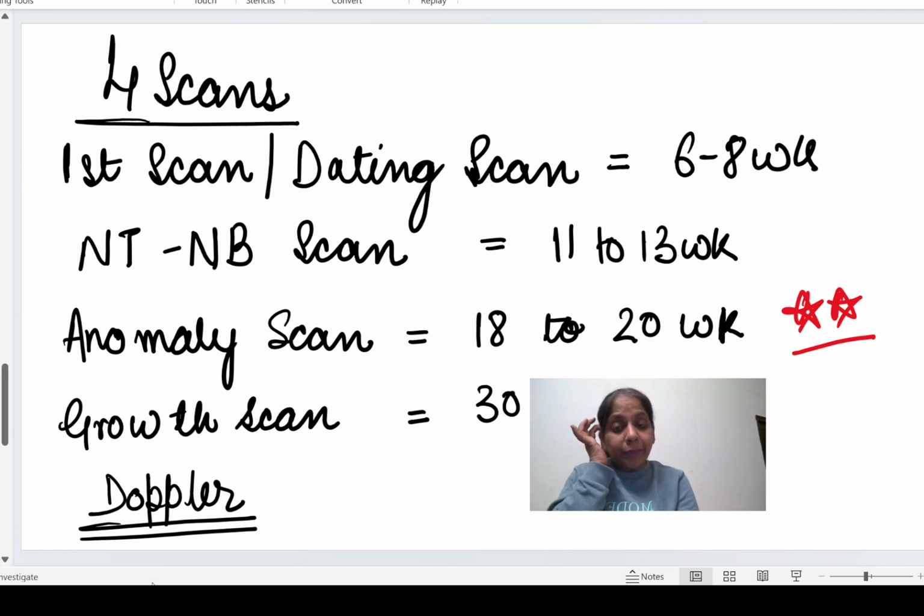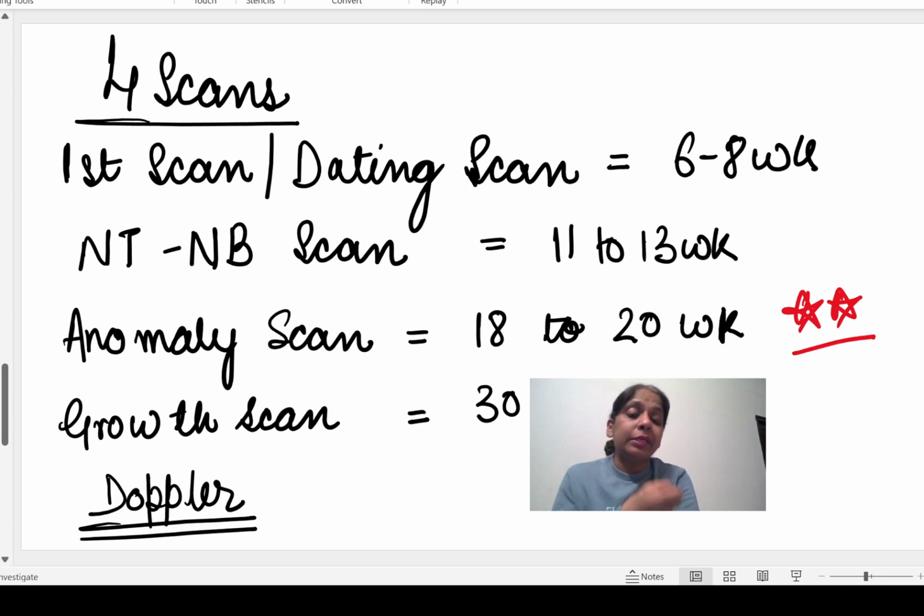So ideally in a pregnancy we do four scans. The first scan is also known as the dating scan, and as I already discussed, CRL is the best parameter to date for knowing the EDD, expected delivery date. It is done at 6 to 8 weeks.